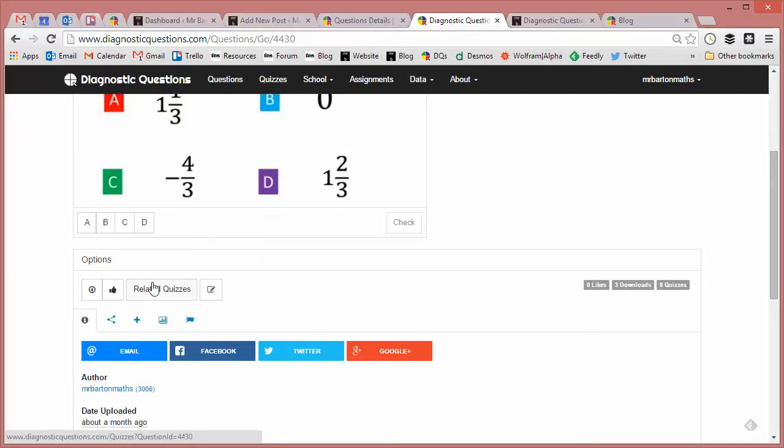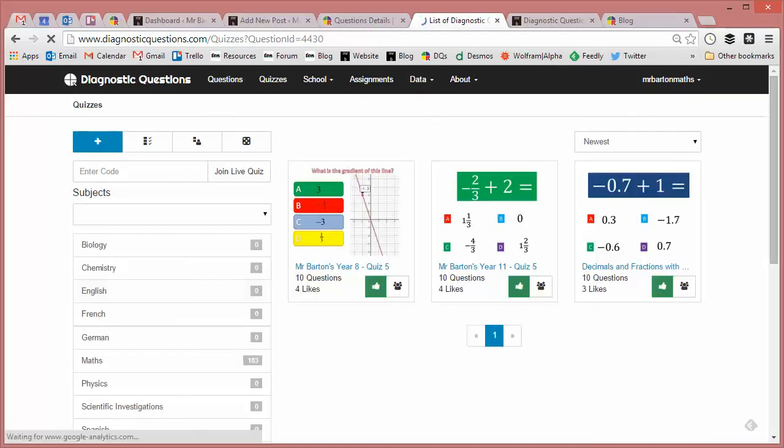And to finish, if I just give that question just a little click on itself, if you scroll down to the bottom here, there's a little button here called Related Quizzes, and if you give that a click, it will show you any quiz that contains that question. There's the one I was talking about that I set my Year 11s, there's the one I'm talking about I set my Year 8s, and here is a quiz I wrote that's based on that exact same skill, but this time also involving decimals and fractions.